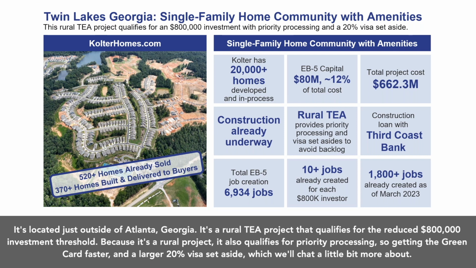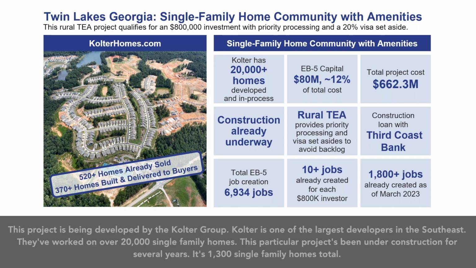And because it's a rural project, it also qualifies for priority processing, so getting the green card faster, and a larger 20% visa set aside, which we'll chat a little bit more about. This project is being developed by the Coulter Group. Coulter is one of the largest developers in the Southeast. They've worked on over 20,000 single-family homes.